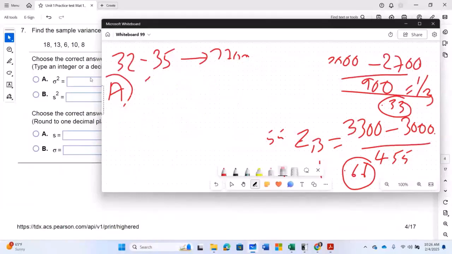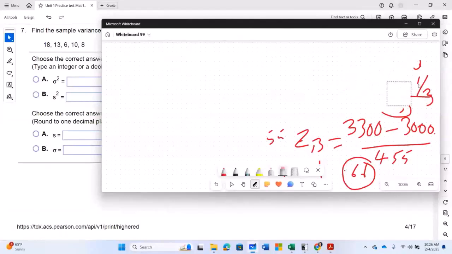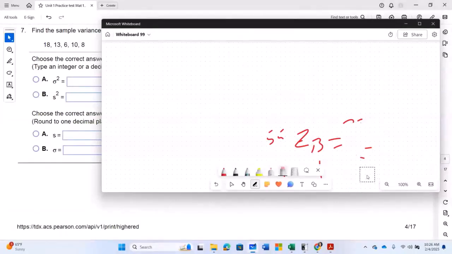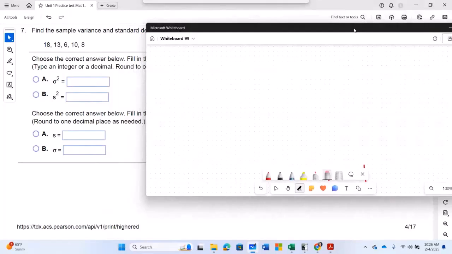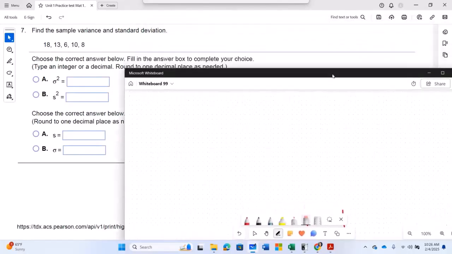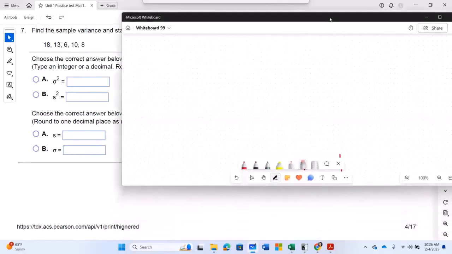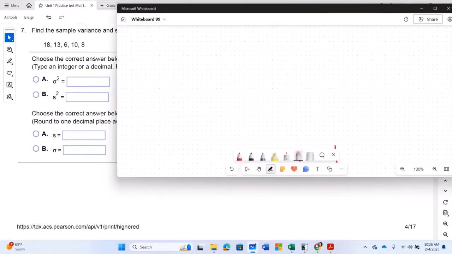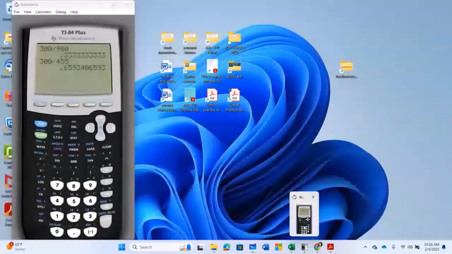If you look at number 7, we are told to find the sample standard deviation. I just want to make sure you know what to do. Put the data in your L1. Find one variable stats of that data and find the sample standard deviation, square it. So let me quickly do that.